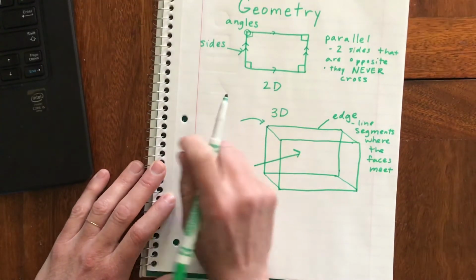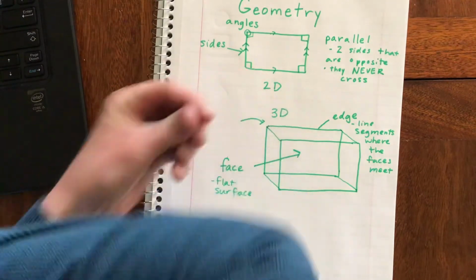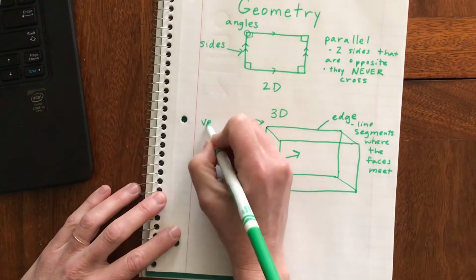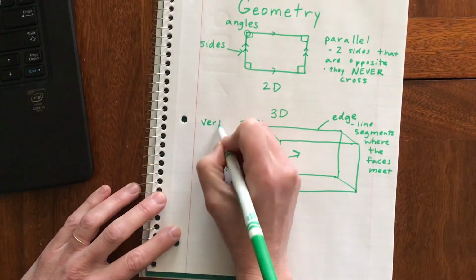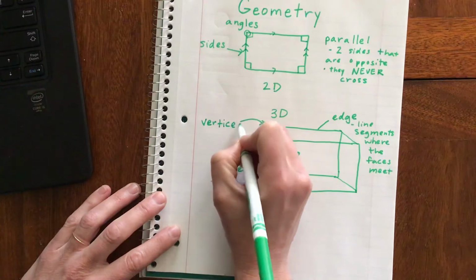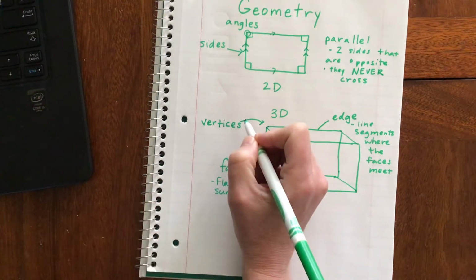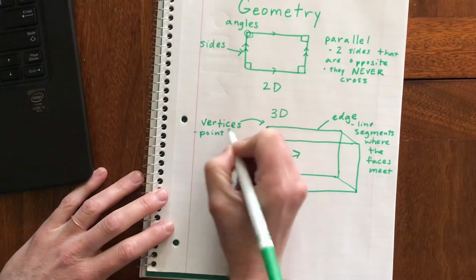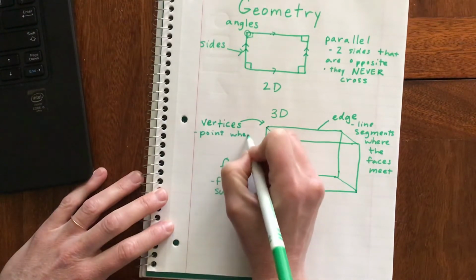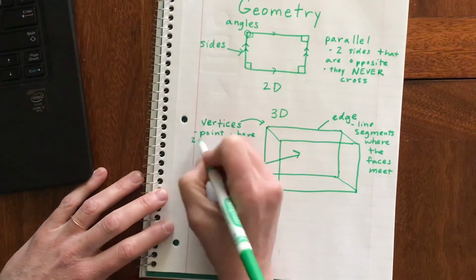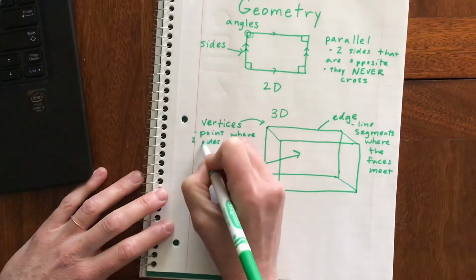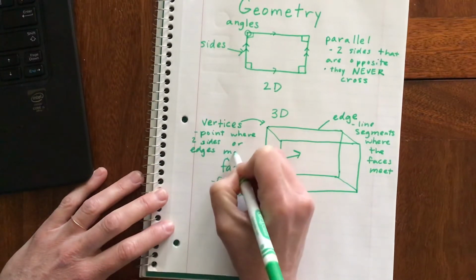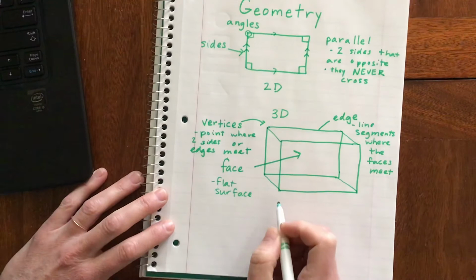I always tell kids that remember your vertice, like if you have your elbow, you pinch the vertice. All right, this is a tricky word too. Vertices, V-E-R-T-I-C-E-S. Vertices. It's a point where two sides or edges meet.